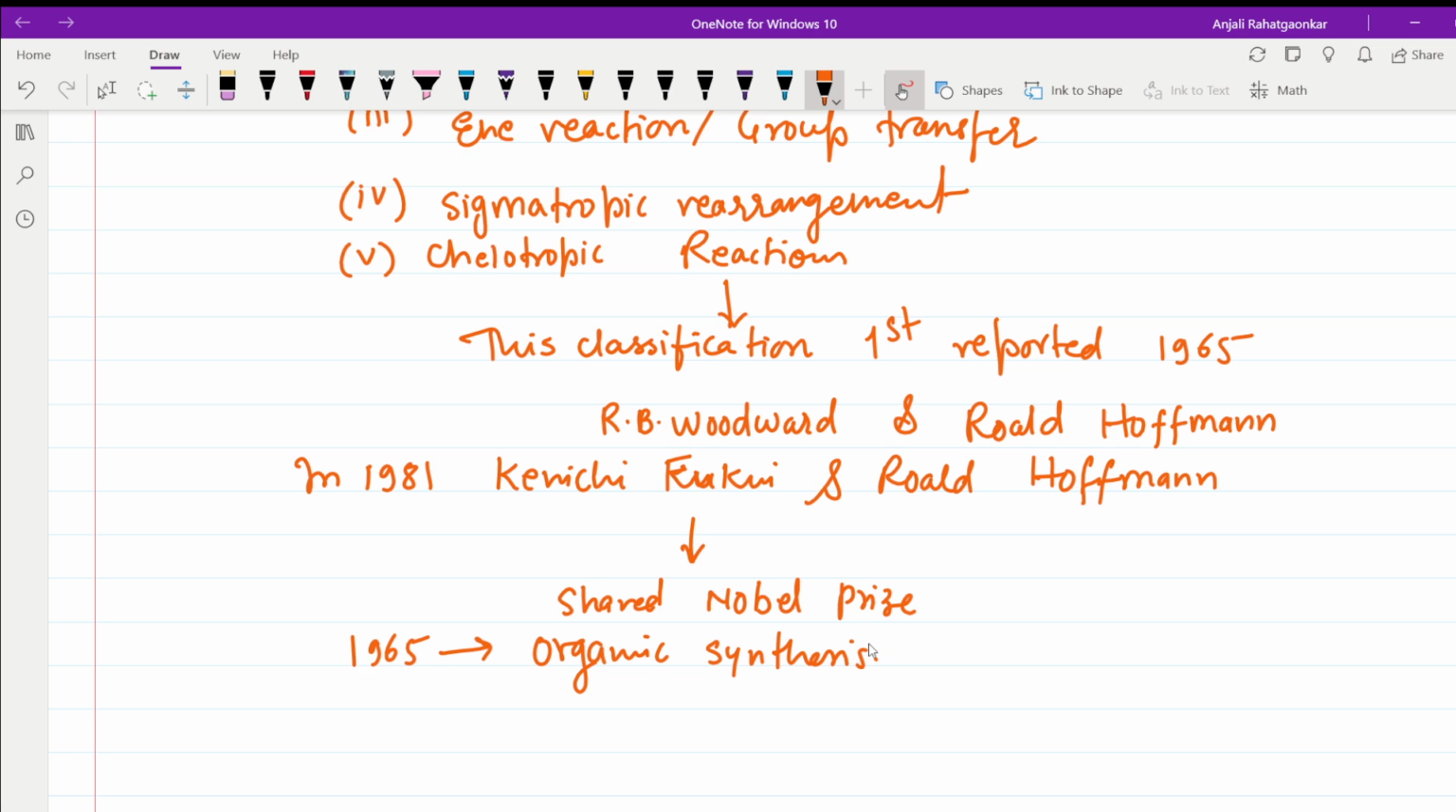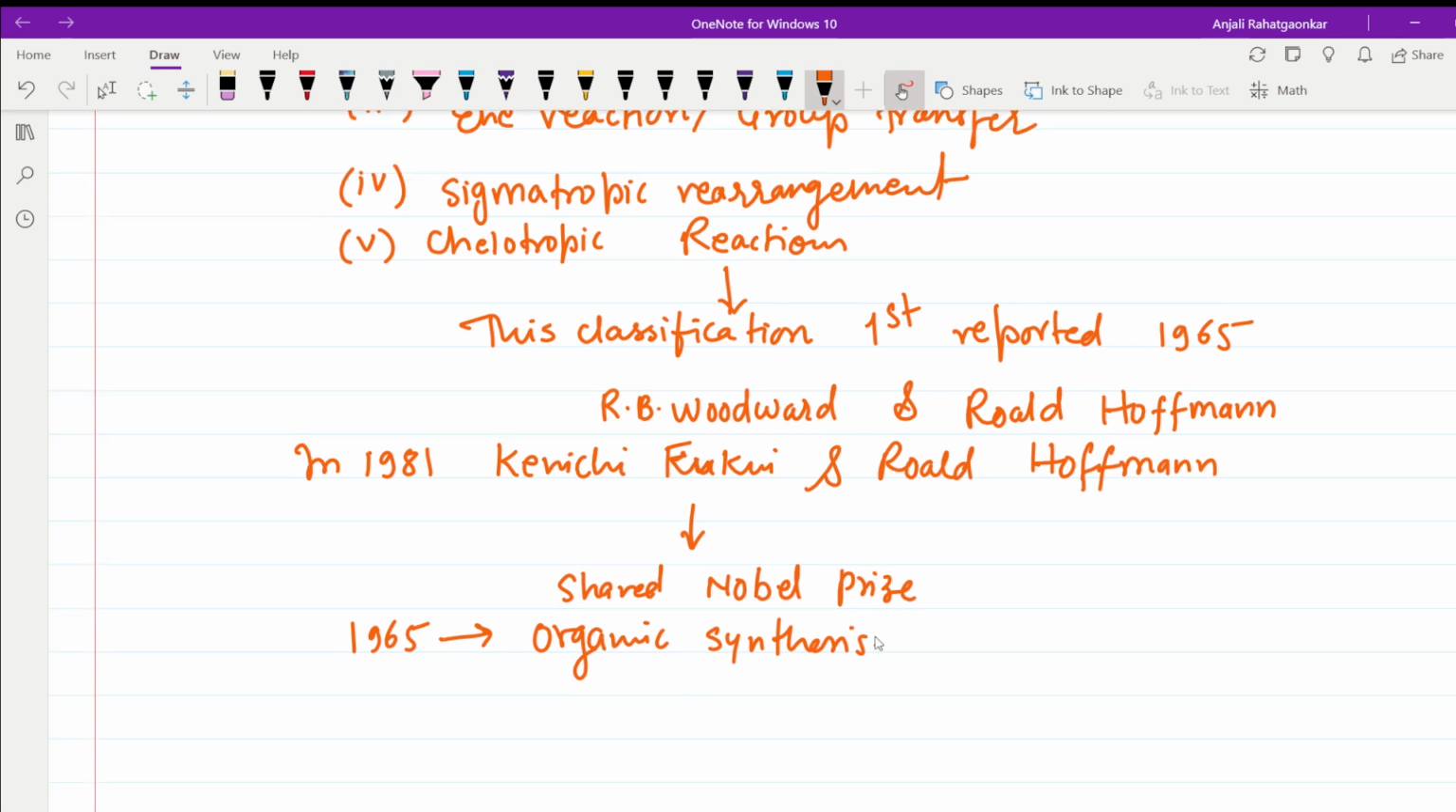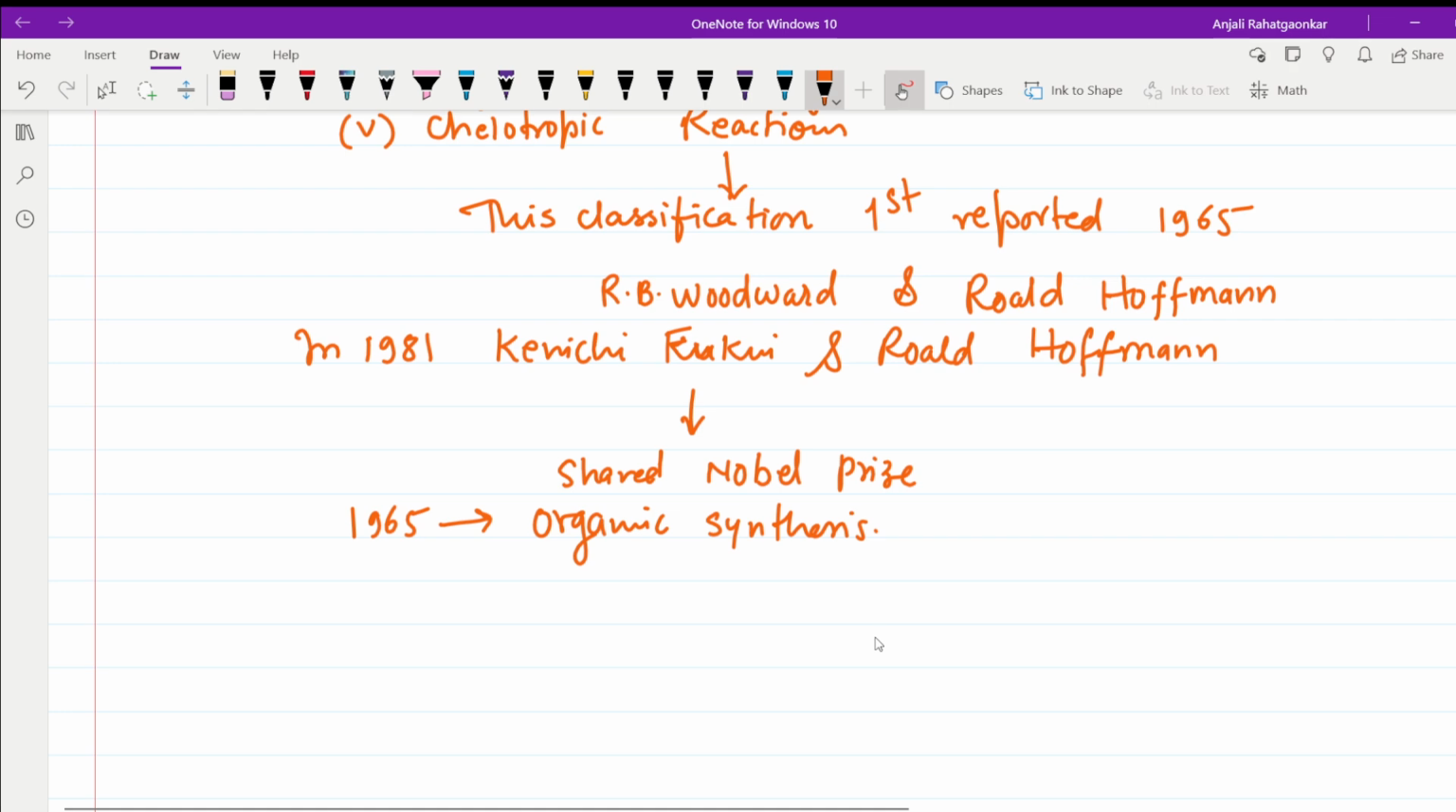Alright, so this is a brief idea about the classification of the pericyclic reactions and who introduced this classification, this group of reactions: R.B. Woodward and Roald Hoffmann. In 1981, Kenichi Fukui and Roald Hoffmann received the shared Nobel Prize for this noble work. And of course, Woodward was not part of this Nobel Prize.